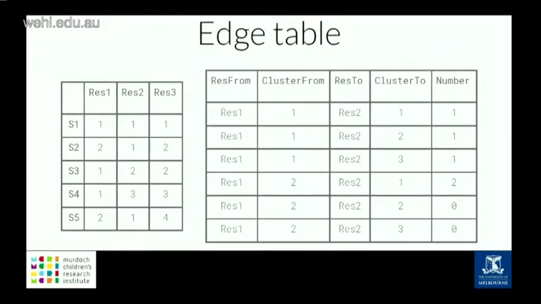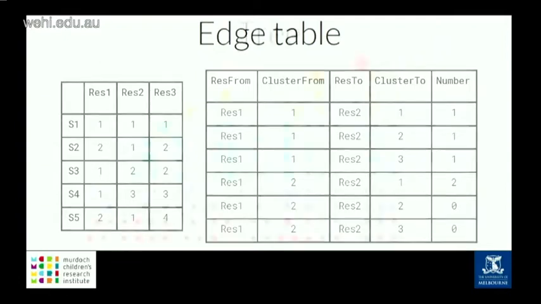If we do that for all of our resolutions and samples and clusters, we get a table that looks like this. This describes each of our edges. We're saying that this edge goes from resolution 1, cluster 1, to resolution 2, cluster 1, and that there's one sample that moves along that edge. You'll probably find, if you do this, that you get a bunch of edges with zeros in them, and those are edges where obviously there's no connection between those clusters, so we can get rid of those before we do anything else.